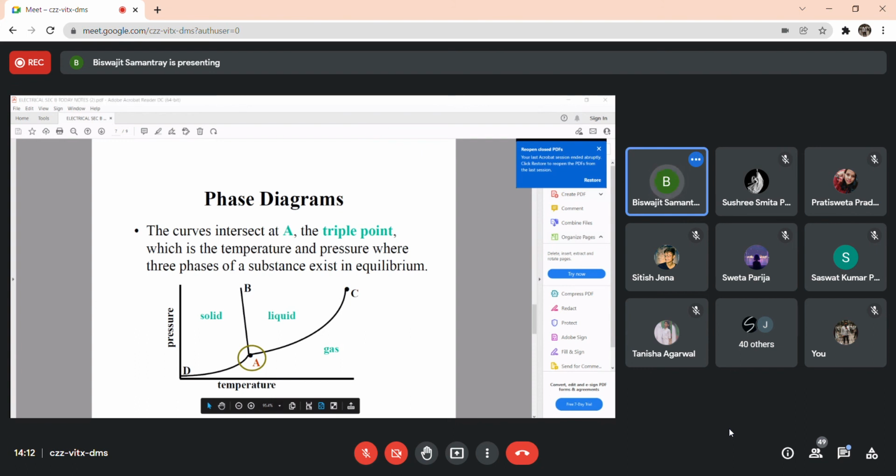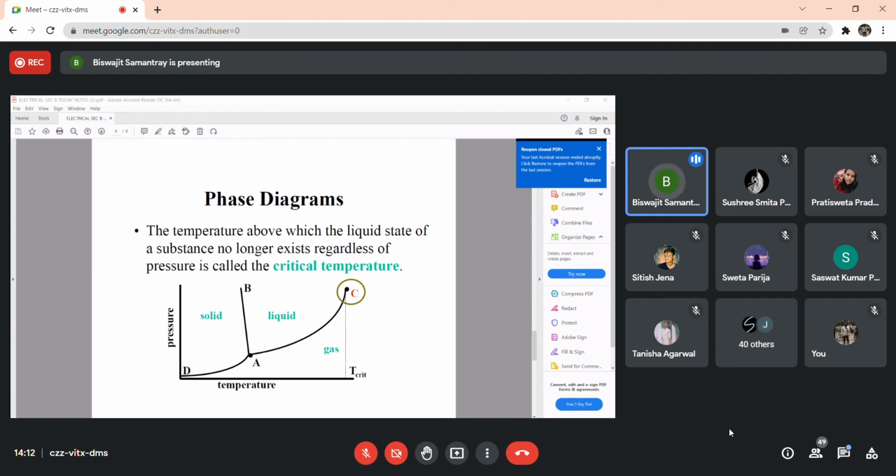Where the B, C and D all three meet each other, so this is called the triple point, and this point has degree of freedom 0. Then we see our point C. It is the critical temperature, meaning the temperature above which the liquid state of a substance no longer exists, regardless of the pressure. The liquid state of the substance will not exist.